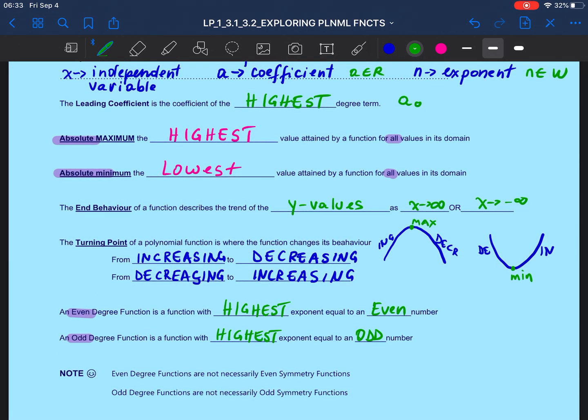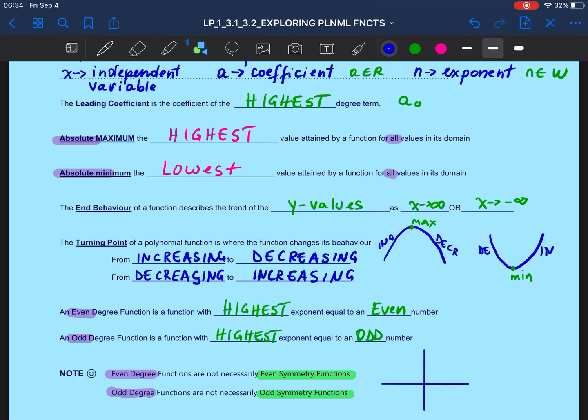Now, in the previous unit, we have mentioned together the terms even symmetry and odd symmetry, and it is very important not to mix them up together. The reason why is because very often a function can be even degree, but it doesn't necessarily exhibit even symmetry when it comes to its shape. And the same thing for odd degree functions. So let's illustrate it with an example.